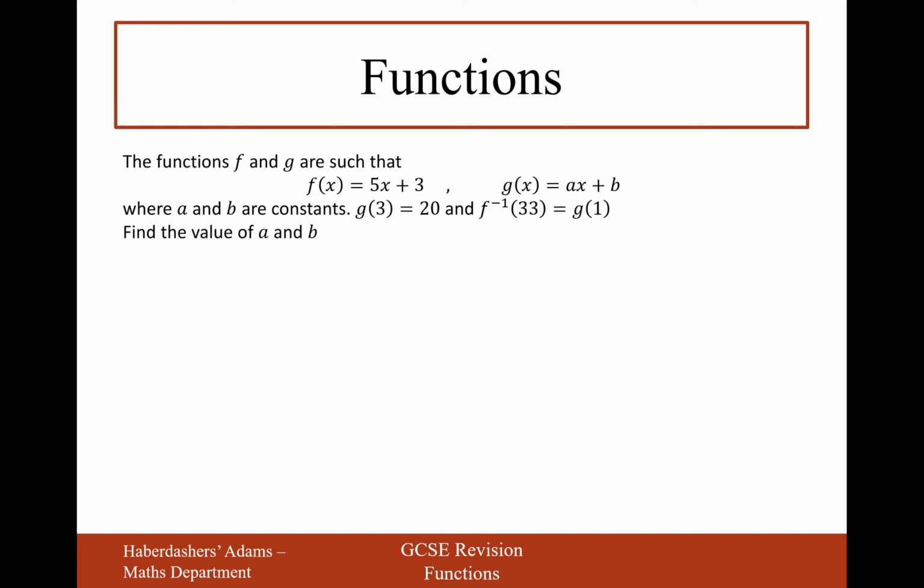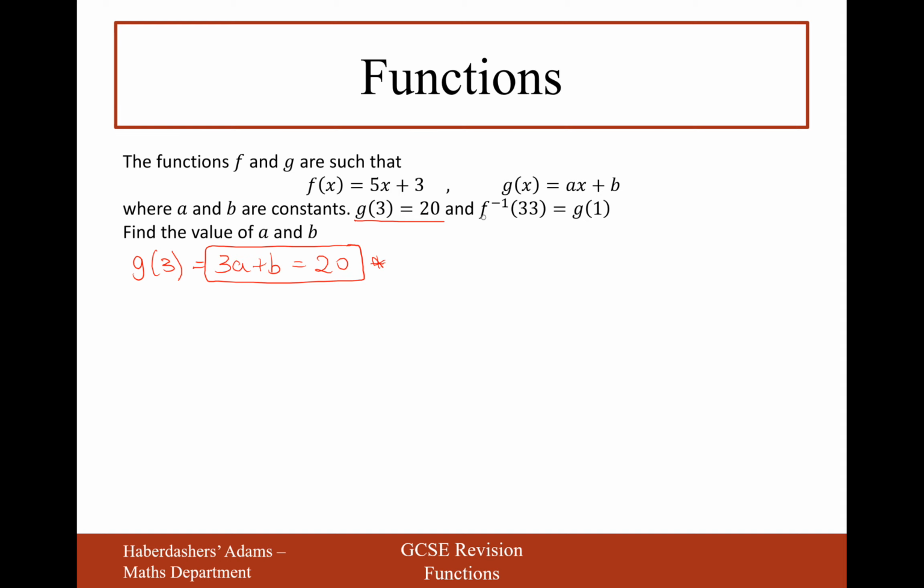Alright then, let's now have a go at this question. So, let's use the first bit of information here. We know that g, when you put 3 into it, gives you 20. So what we could say therefore is that g of 3 equals a times by 3, that's 3a, plus b will equal 20. Okay, so this bit here is effectively information number 1. We're going to be forming simultaneous equations here, so that's effectively simultaneous equation number 1.